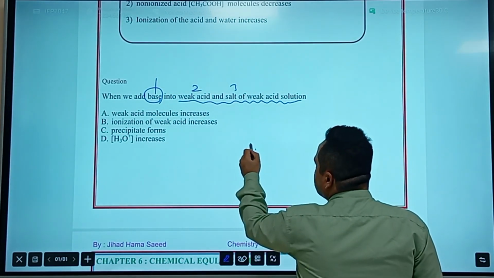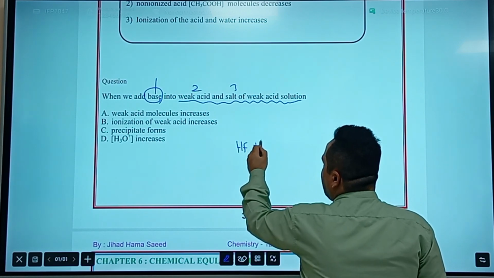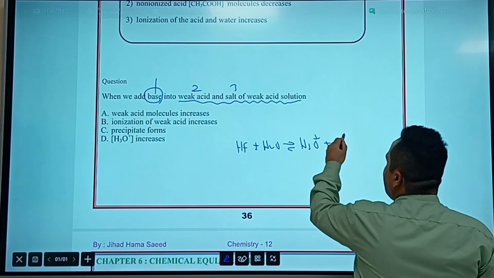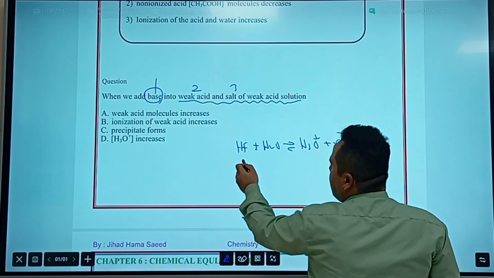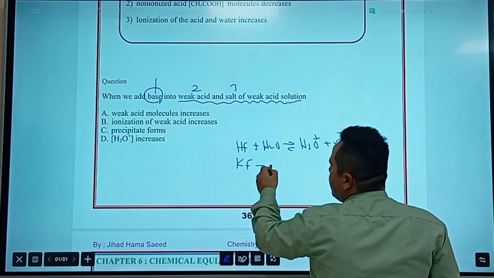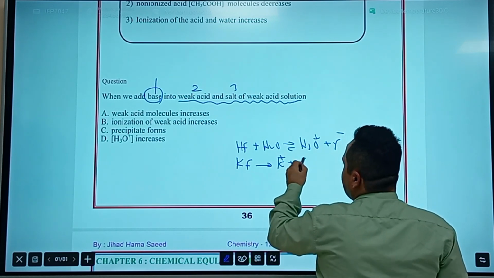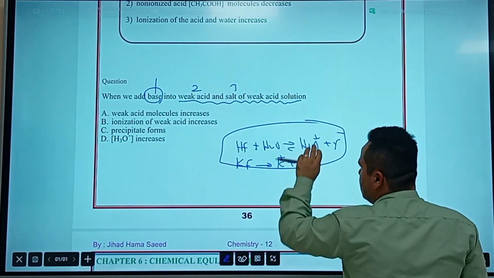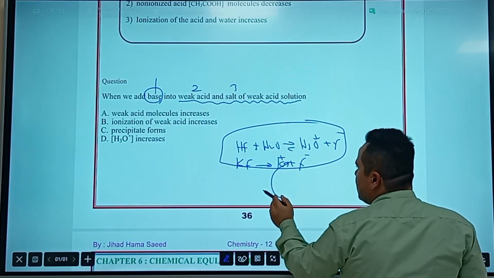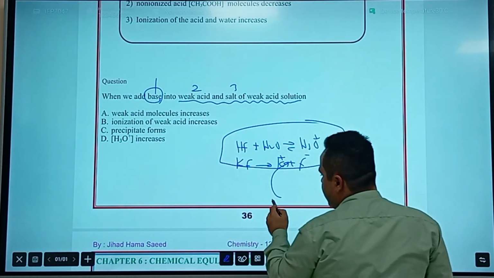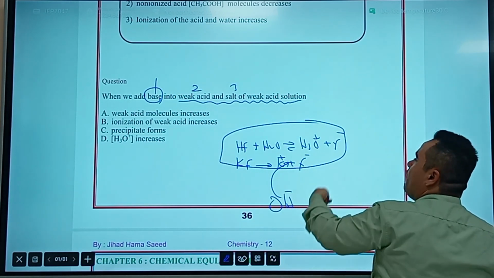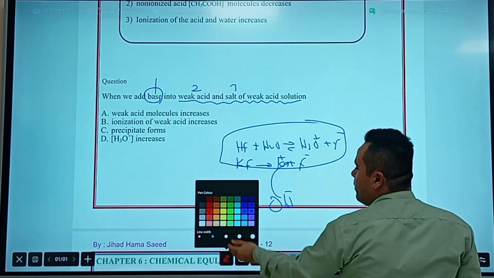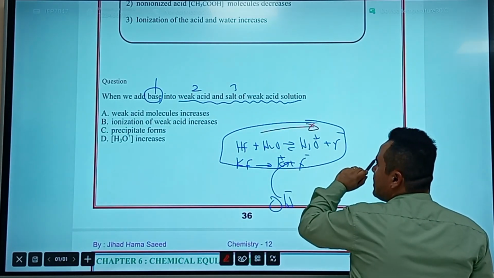A weak acid, HF, plus H2O produces hydronium plus F negative. Just write it down like that in the exam. KF produces K plus and F negative. This is the common ion solution, the buffer, and we add what? Base. Base means hydroxide. The addition of hydroxide reacts with the hydronium. As it reacts with the hydronium, the shift goes toward the product side.